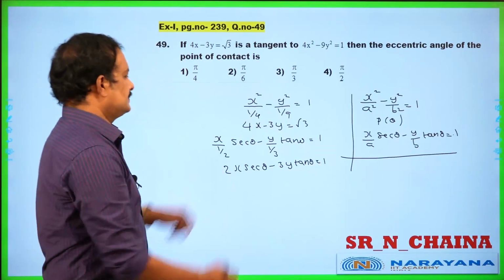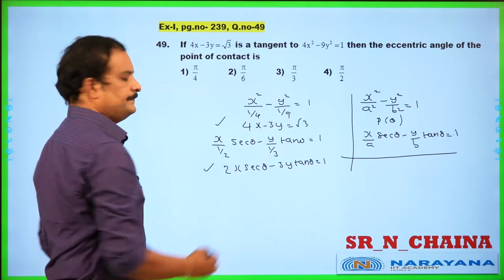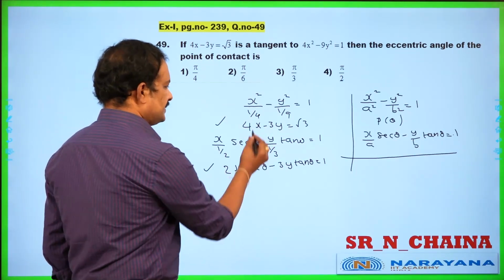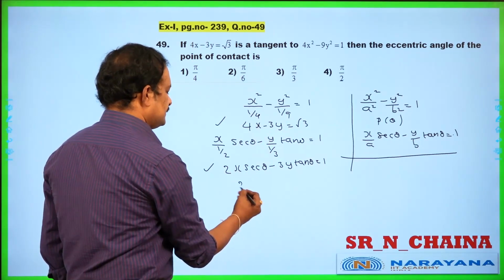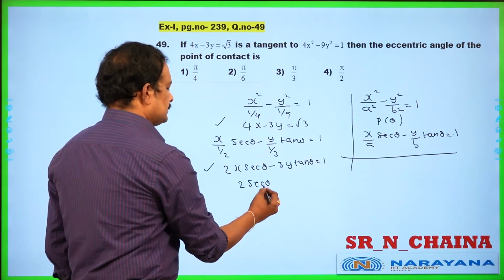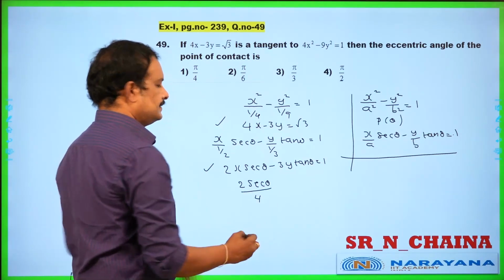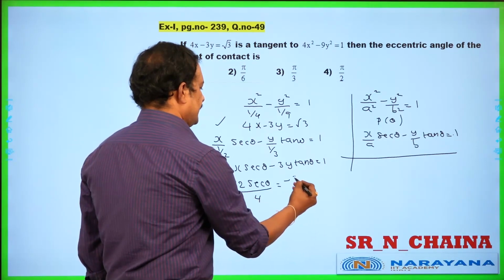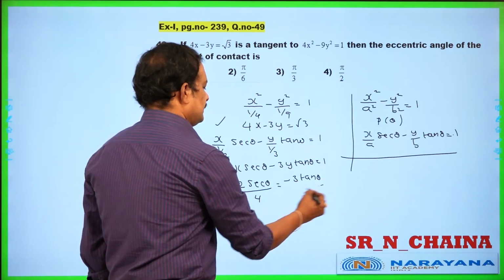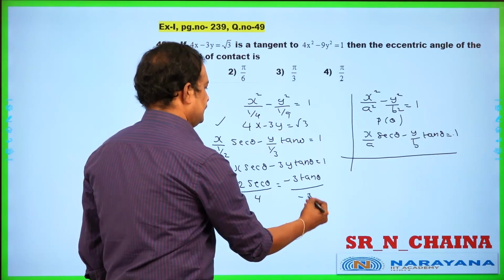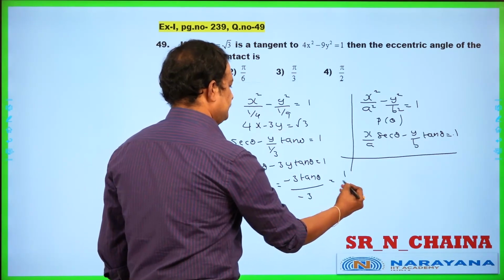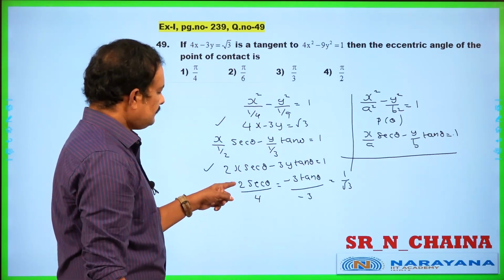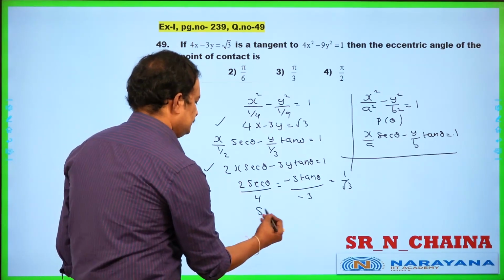1. Since these two equations are representing the same line, the ratio of the corresponding coefficients is the same. What is the x coefficient? Here the x coefficient is 2 secant theta, so 2 secant theta by 4, because the ratio of the corresponding coefficients is the same. And here the y coefficient is minus 3 tan theta, there the y coefficient is minus 3, and here the constant term is 1, there it is root 3. So now it's very clear. We got secant theta by 2.